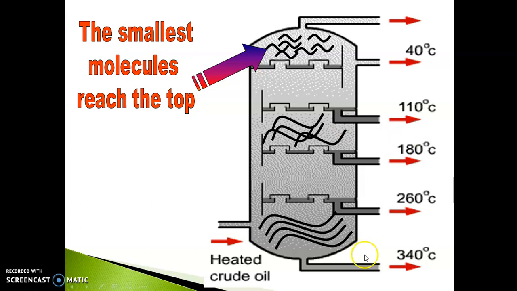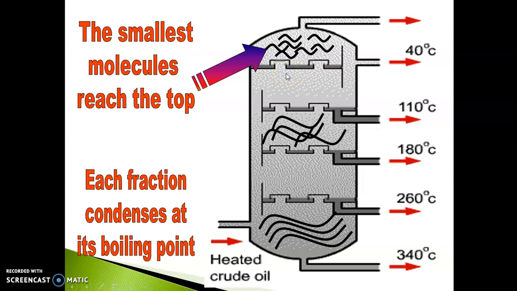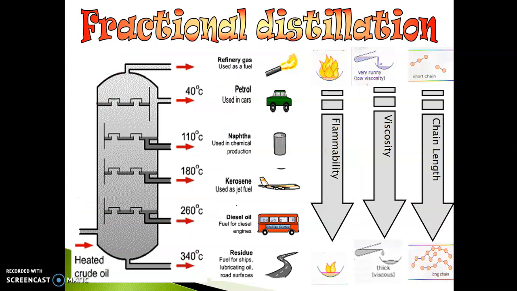But it is to do with the temperature of the column decreasing as you go up the column, and therefore they are collected by boiling point. Highest boiling points at the bottom, which are the big molecules, lowest boiling points at the top, which are the smallest molecules. Okay, that's the key point of fractional distillation.